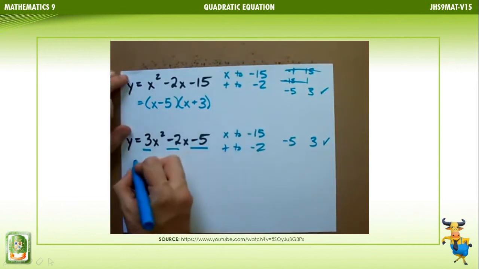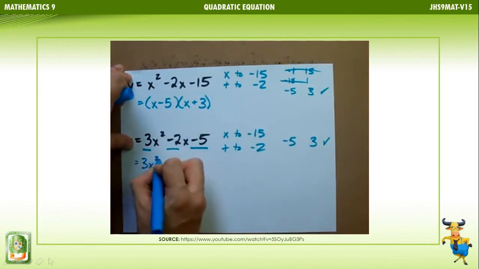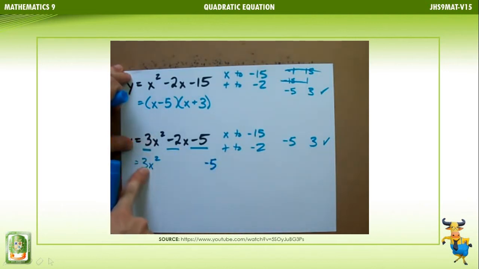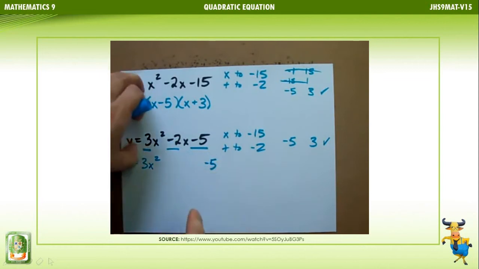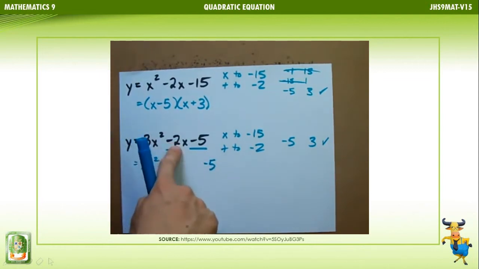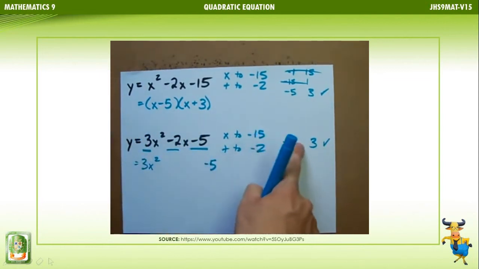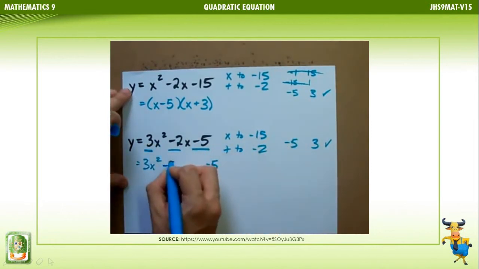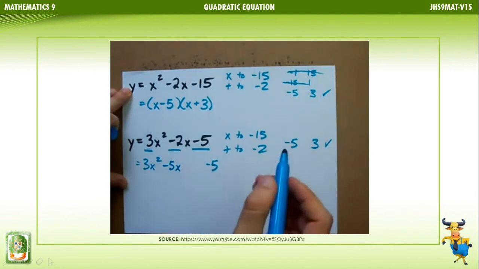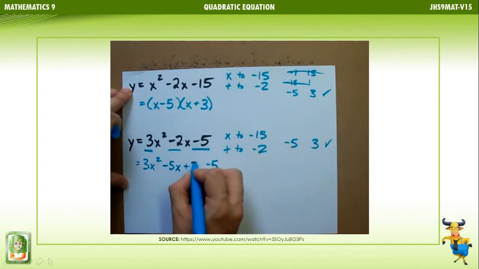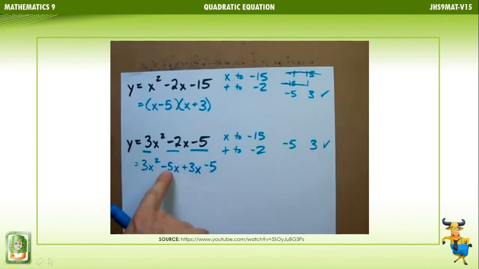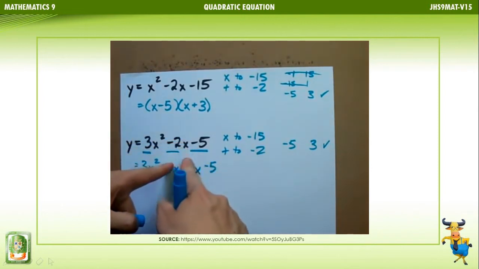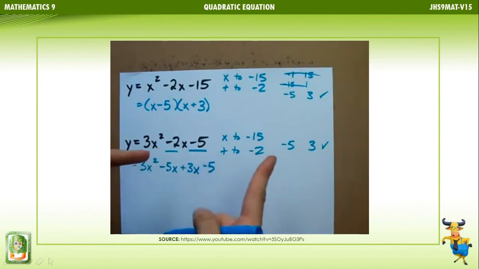What we do is we write that first term and that last term just as they are, 3x squared minus 5. And we rewrite the middle term as these two here. Negative 2x as minus 5x plus 3x. Now see, negative 5 plus 3 is negative 2, but we've divided it up. We've decomposed it. Get it?